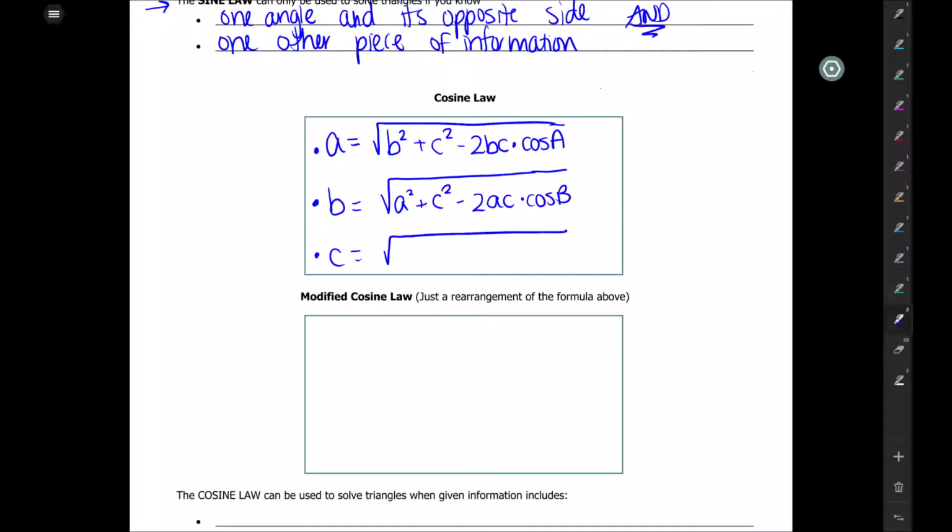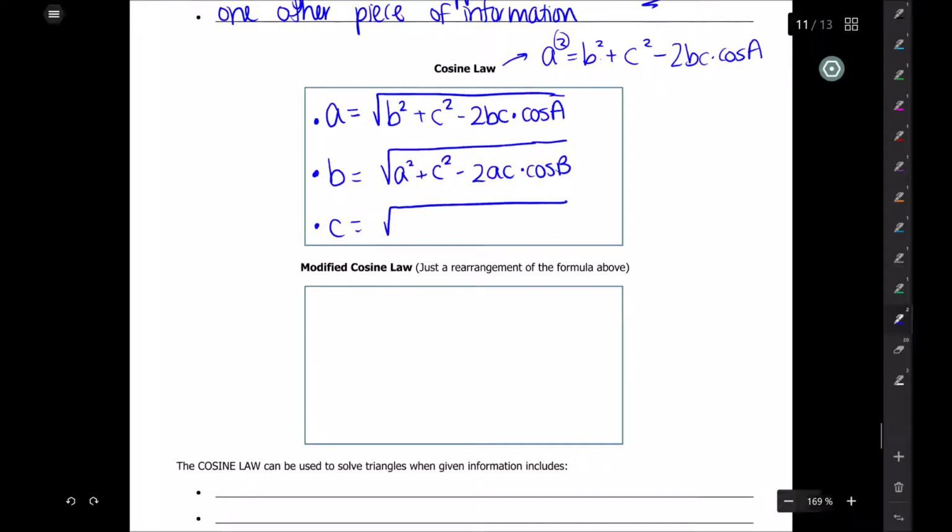Also, there's the modified cosine law, which is just a rearrangement of the formula above. Now, to rearrange the formula above right here, generally for the cosine law, this is the actual way to do it: a squared equals b squared plus c squared minus 2bc times the cosine of A. But we square rooted to get a alone, and we square rooted to get b alone. We'll talk in class about how to rearrange this formula right here to get the modified cosine law.